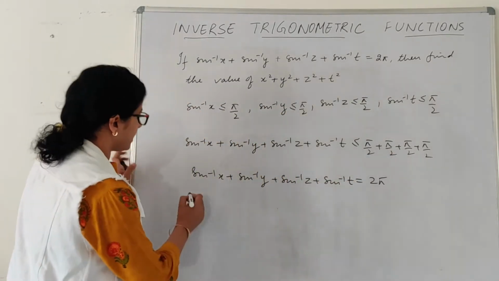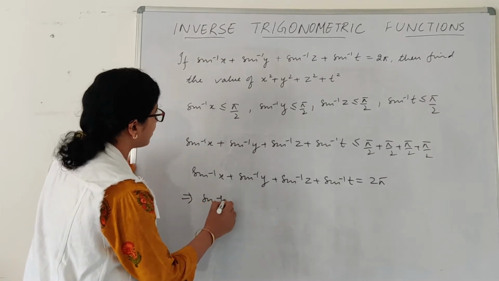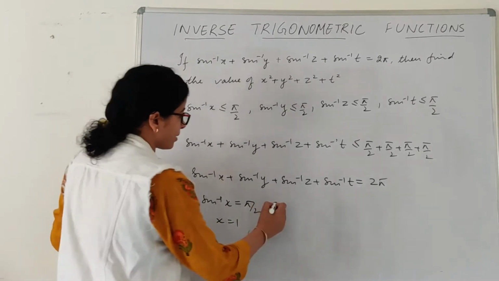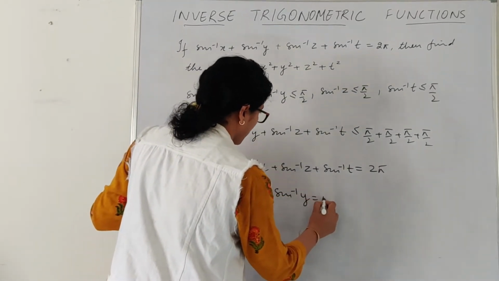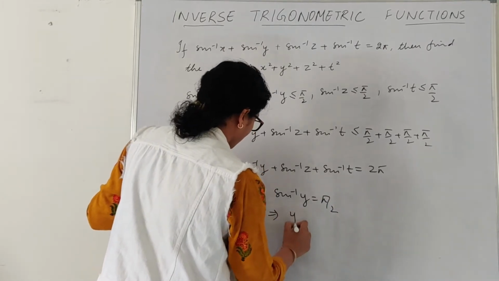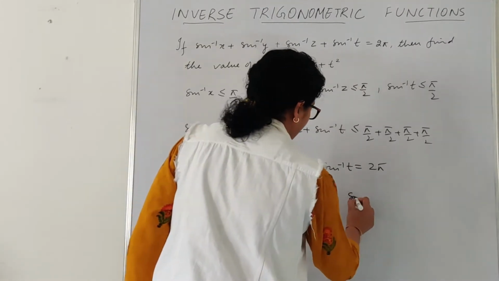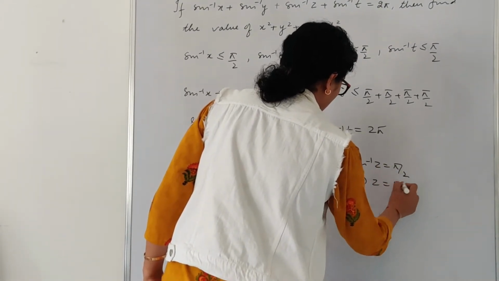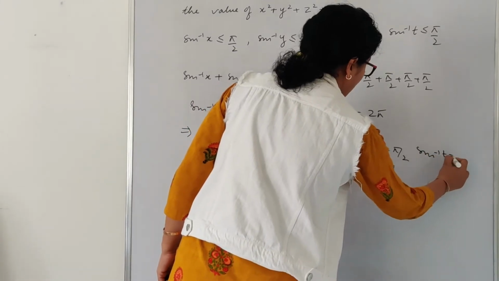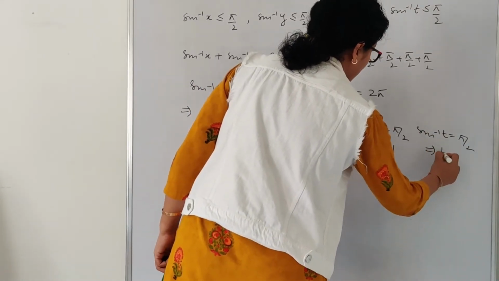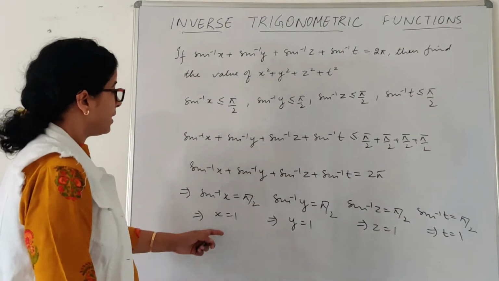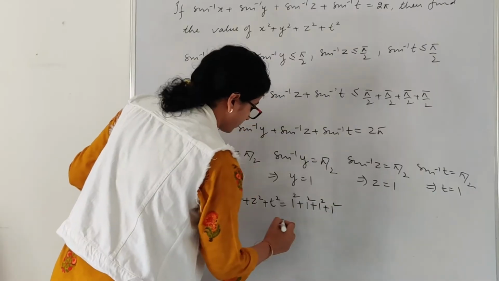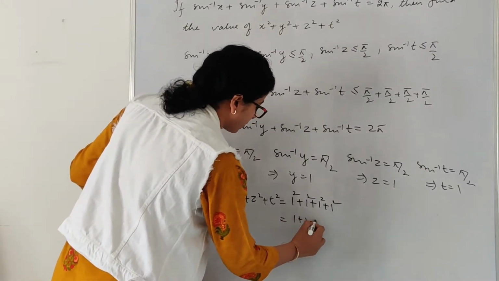Okay, so what does this imply? This implies sine inverse x is equal to pi by 2, which implies x is equal to 1. Similarly, sine inverse y equals pi by 2, which implies y is equal to 1. Sine inverse z is equal to pi by 2, which implies z is equal to 1. Sine inverse t is equal to pi by 2, which implies t is equal to 1, right? So I have got my values of x, y, z and t, and I will substitute in this expression now, which is equal to 1 plus 1 plus 1 plus 1.